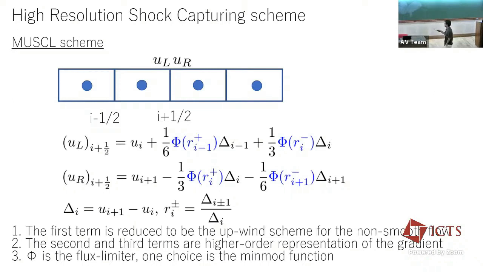So the second and third terms, if the profile is smooth enough, and this limiter function is reduced to 1, which means that for a smooth profile you can reconstruct the cell interface value with a higher order expression given by this expression. Phi is a flux limiter function. One choice is the minmod function, as I demonstrated two or three pages before. So this is the scheme for constructing the physical quantity at the cell interface.